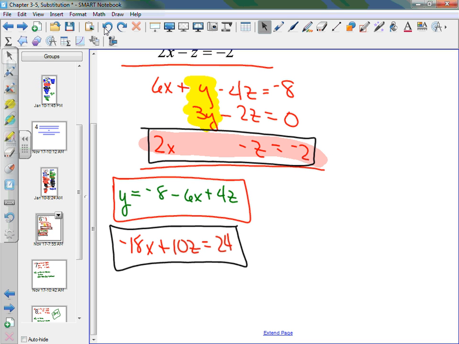And what do you think I'm going to do? I have it down to 2 equations with 2 unknowns. I can do any method I want. Elimination, substitution, or Kramer. So what do you guys want to do? And what do you want to eliminate?